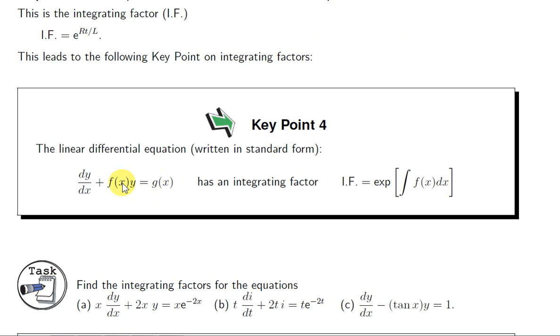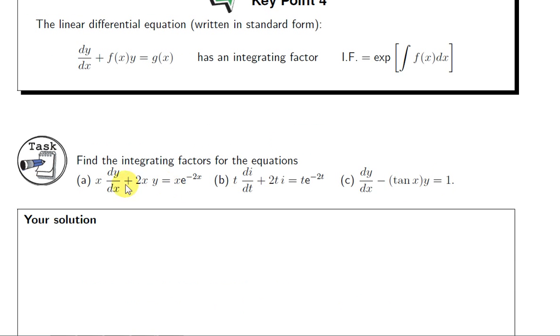So here is the general picture of our first order linear differential equation. The integrating factor is got by integrating the coefficient of y. Well, we can call it the coefficient of y. It doesn't have to be a constant. It could be any function of the independent variable, x in this case. We integrate it with respect to x and then we take the exponential of it.